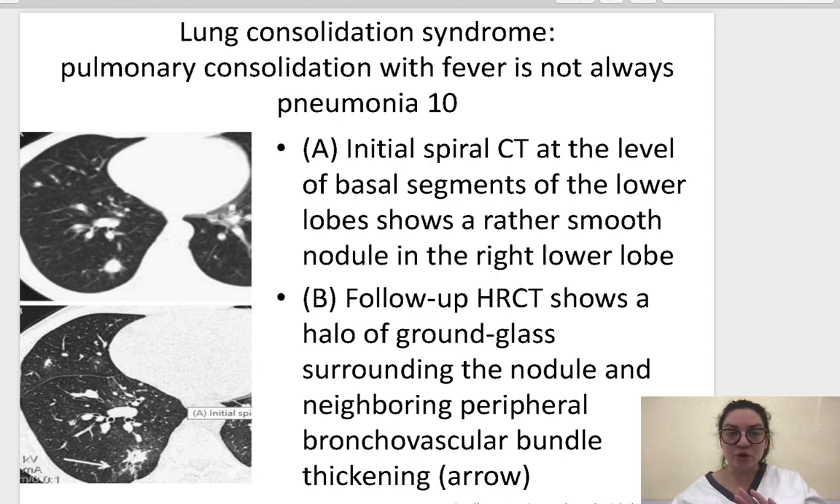Here are other CT pictures. As usual, the initial spiral CT at the level of the basal segments of the lower lobes shows a rather smooth nodule in the right lower lobe. Although the main infiltration on X-ray was in the right upper lobe, on CT we find many more changes, in the lower lobes too, like these smooth nodules. Picture B is the HRCT at follow-up. It shows halo or ground glass surrounding the nodule and neighboring peripheral bronchovascular thickening. You see this thickening by the arrow.